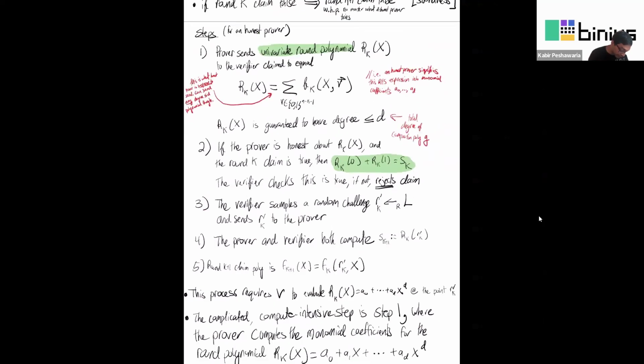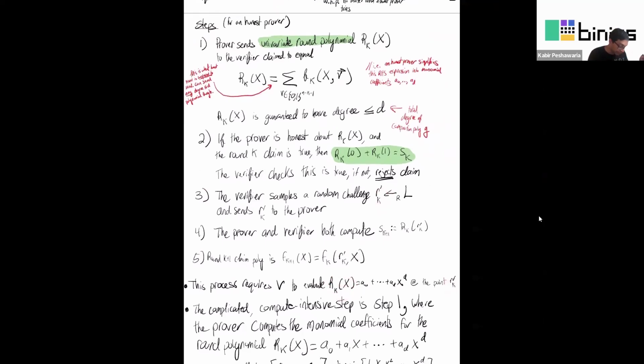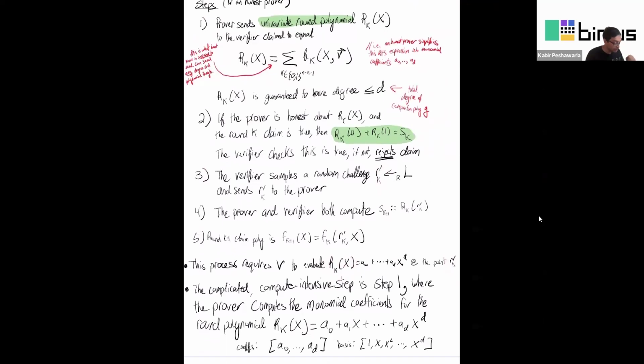This process requires V to evaluate this round polynomial at the point r'k that it sampled. The complicated, compute-intensive step, which we should talk about algorithmically, is step 1, where the prover takes this very complicated looking expression and computes the monomial coefficients. It simplifies it into its monomial coefficients. We'll talk about how it does that, but for now, just imagine that the prover has some algorithm, it does it, and it sends the round polynomial to the verifier.